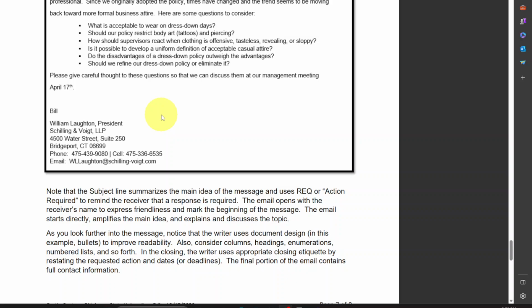Is it possible to develop a uniform definition of acceptable casual attire? Do the disadvantages of a dress down policy outweigh the advantages? Should we refine our dress down policy or eliminate it? Please give careful thought to the questions so that we can discuss them at our management meeting on April 17th. Bill. And then he wrote down all his contact information.